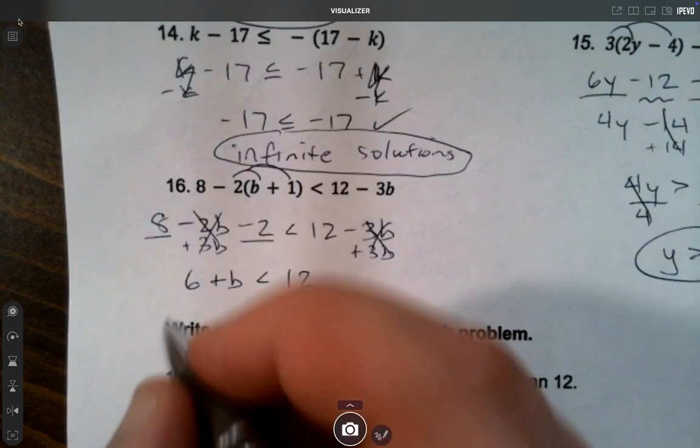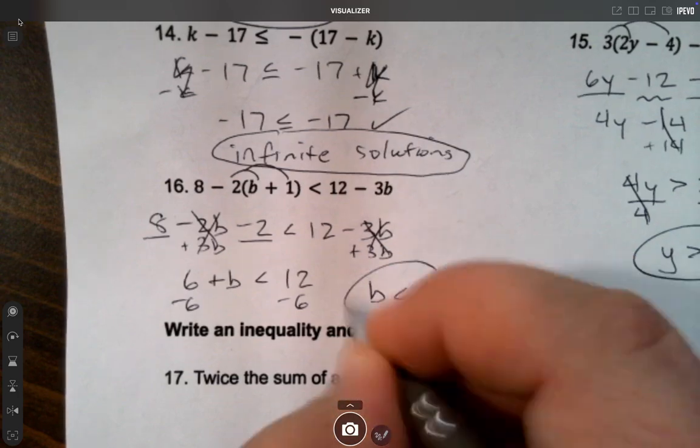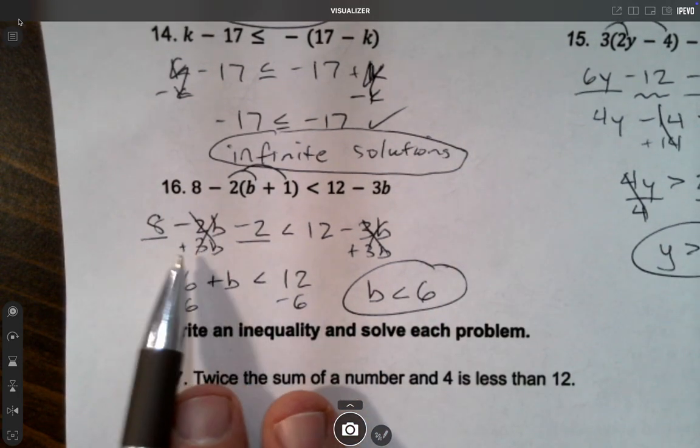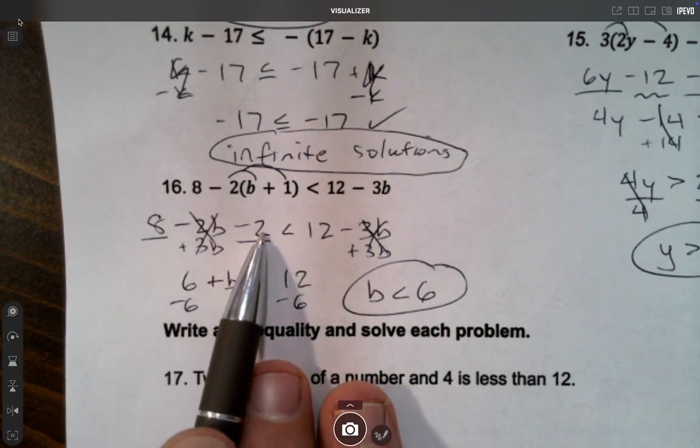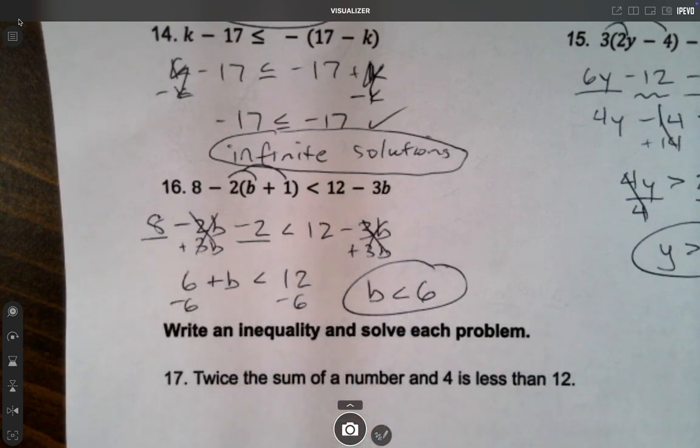So then we subtract 6 from both sides. We get b is less than 6. So again, I did do 2 steps. I went ahead and said 8 minus 2 is 6. And I added 3b to both sides so I could combine the two terms that have variables.